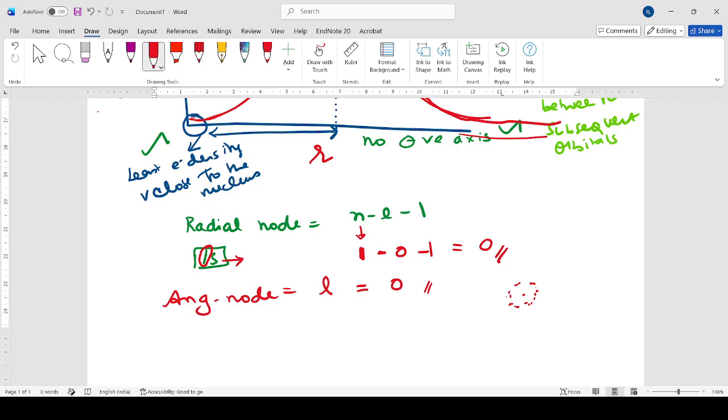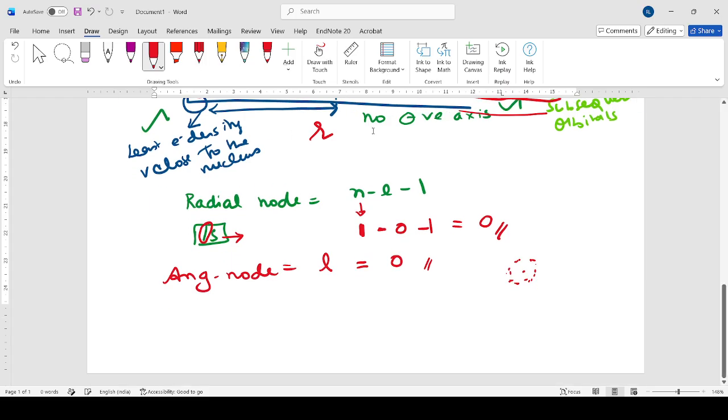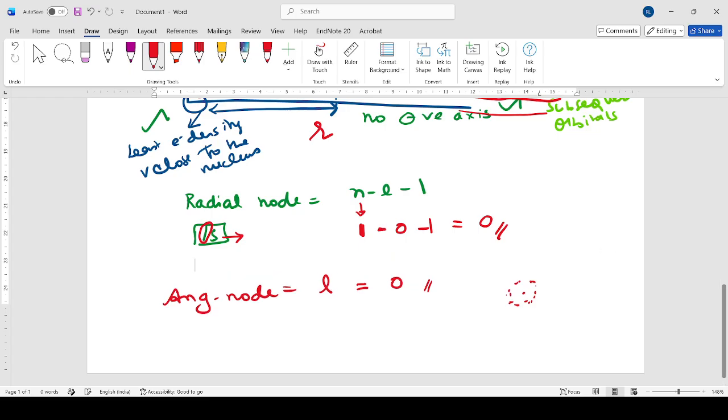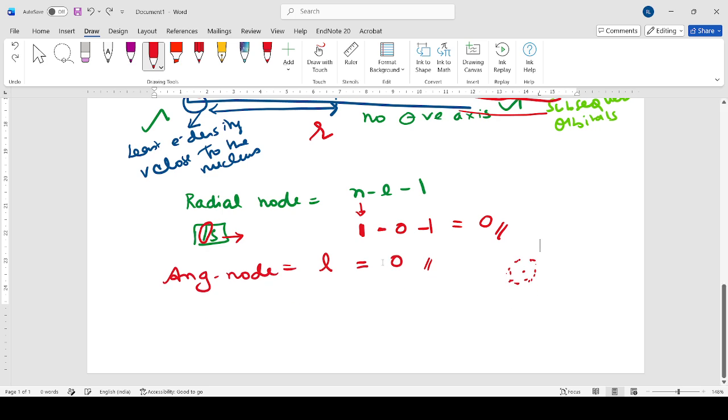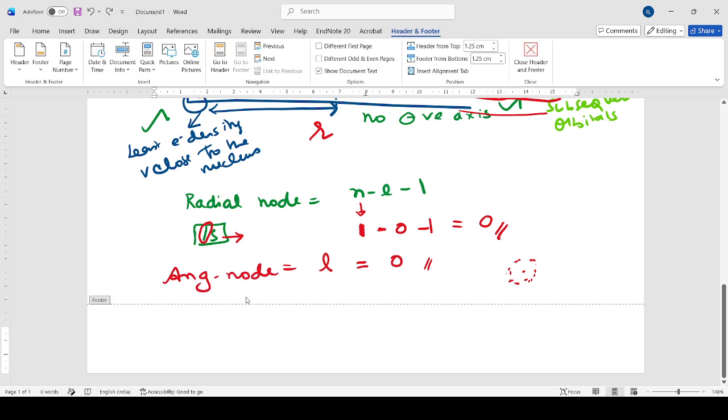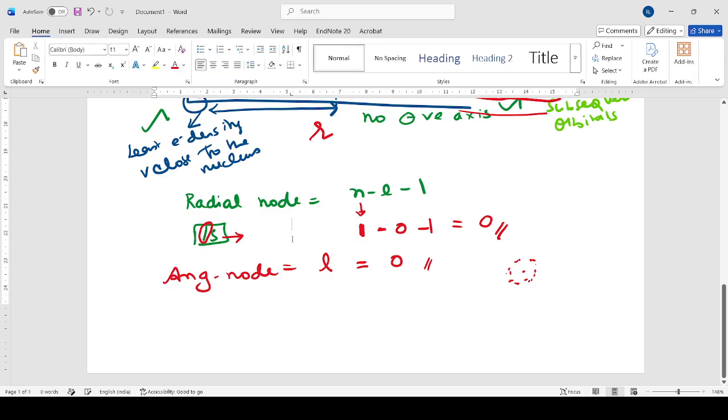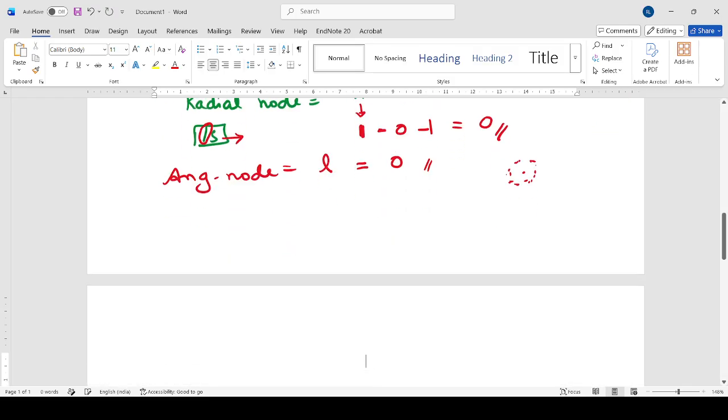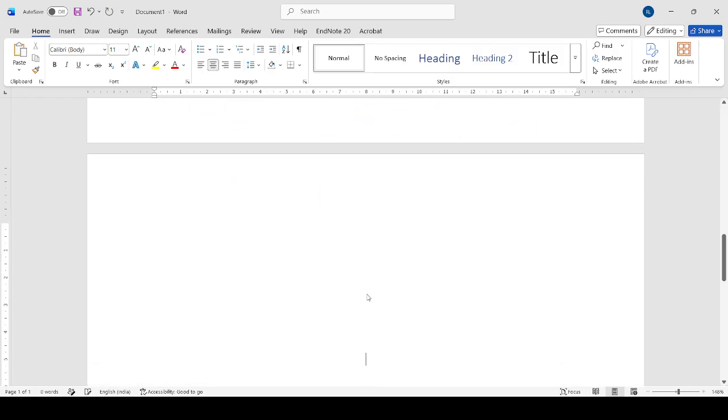Okay, ma'am. Now let us consider 2s. Ma'am, what's the difference between angular node and radial node? Angular node is given only with respect to the angle part, the L value. And for the radial node, you introduce the principal quantum number also. Okay, ma'am.